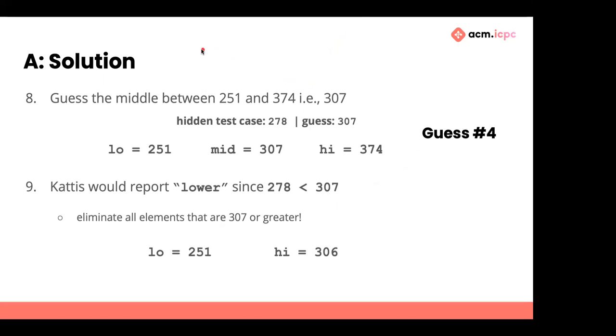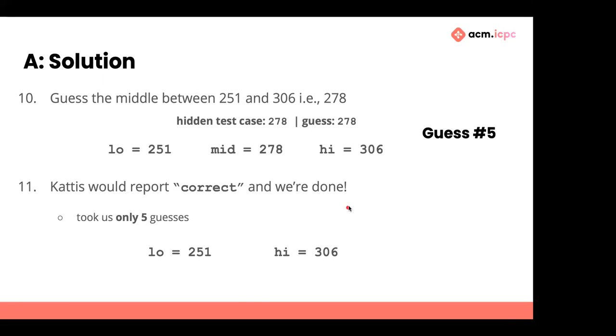Oh, never mind. So Caddis would end up reporting lower since 278 is smaller than 307. In this case, again, we now learn more information that any element that is 307 or greater cannot possibly be what Caddis is thinking about. So we set high to 306. And now we constrain ourselves to just about 49 plus 6 elements, about 55 elements. That's it. We went from 1,000 to 55 in just 4 guesses.